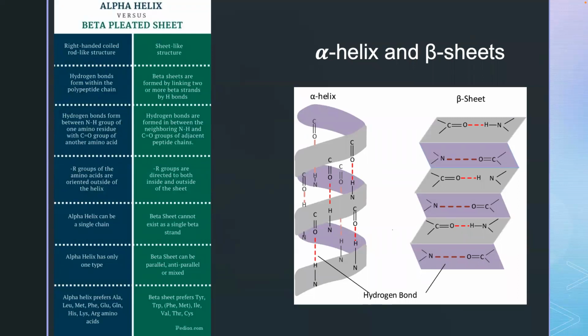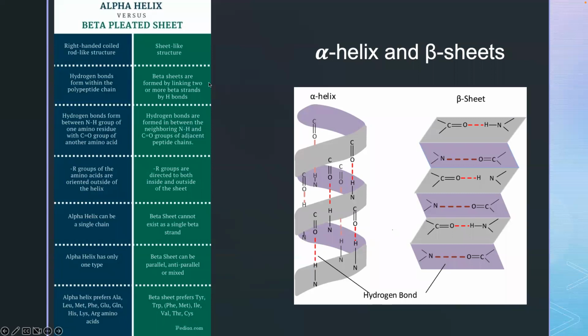They have hydrogen bonds that form within the polypeptide chain. The R groups of the amino acids are going to be oriented on the outside of the helix. And you can also have a single alpha helix, or you could have multiple. And there is only one type of alpha helix, which will make sense when we go into beta sheets. And certain amino acids are preferred in the making of alpha helices.